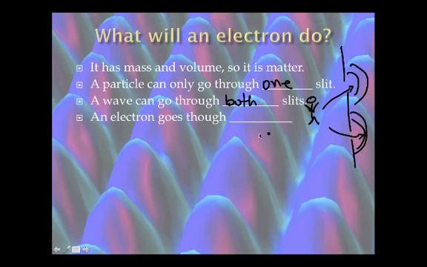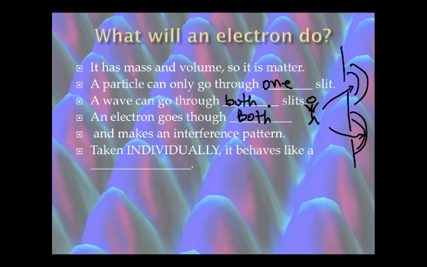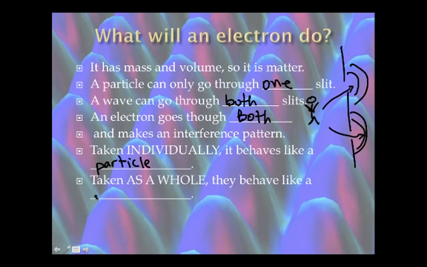Well, when an electron approaches this barrier, it goes through both, the same that waves do. And it makes an interference pattern the same as what waves do. So when you take an electron individually, it behaves much like a particle does. But if we look at the sum of what all the electrons do as a whole, they behave as waves. So how do you look at an electron just individually? We just don't. So here's a picture of what it looks like if we concentrate on individual electrons.